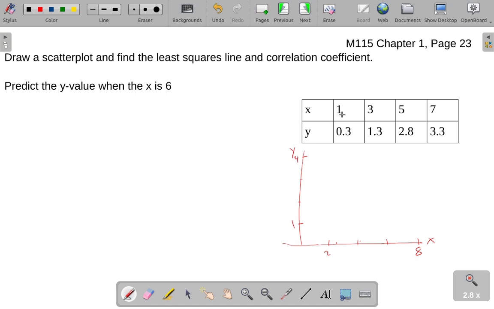So when I set that, then I can start plotting these. The point (1, 0.3). So 1 is here. 0.3 is going to be roughly there. (3, 1.3) is going to be here or so. (5, 2.8). So 2 is there. 2.8 is going to be most of the way to 3, actually a little bit higher than that even. (5, 2.8) is about there. And then (7, 3.3). 3 is there. 3.3 is probably up here.